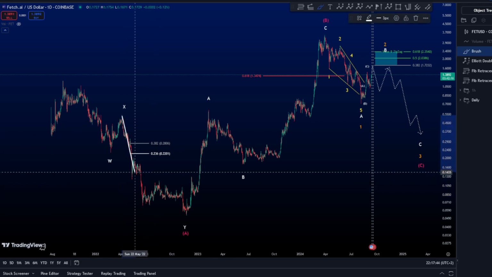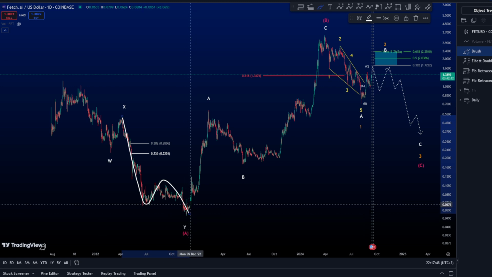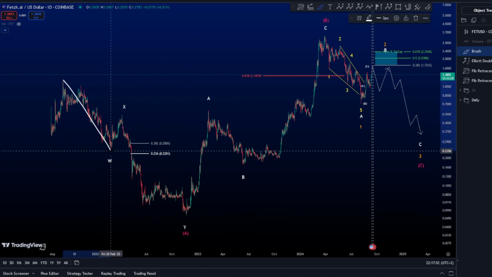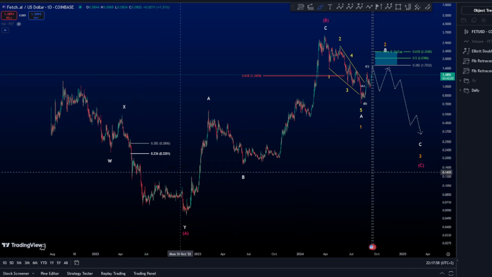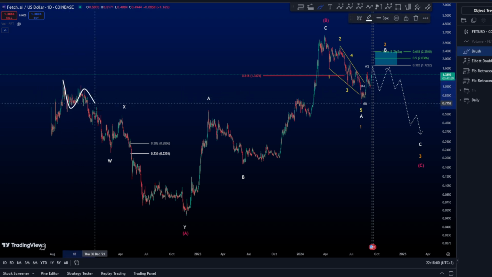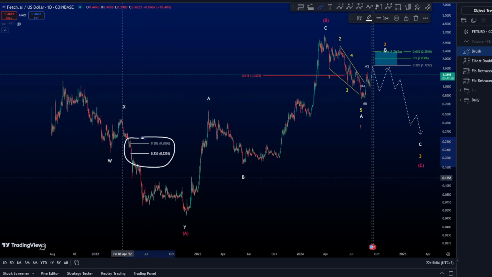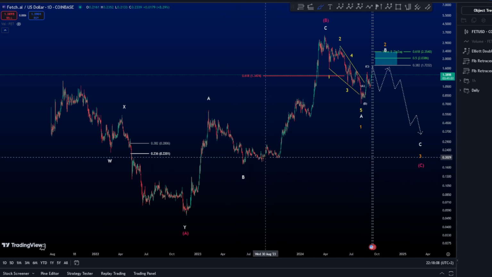Therefore, I have to consider this an A and then B, and look for a C here. However, this whole structure ended up as a WXY, a complex structure or kind of like a zigzag. However, I cannot consider it an impulse as before because of this situation here on the logarithmic chart, of course, where you might see it much more clearly.